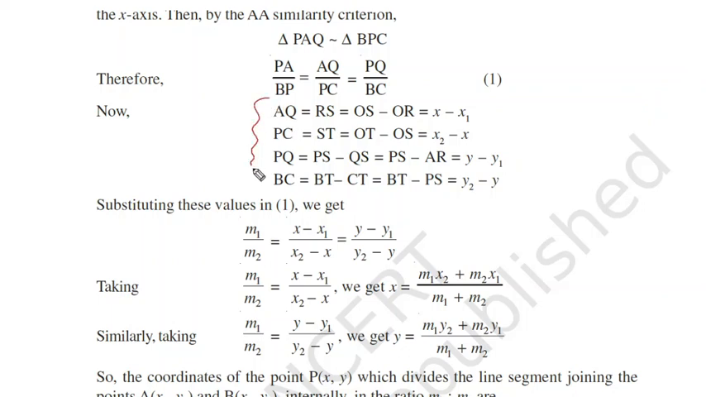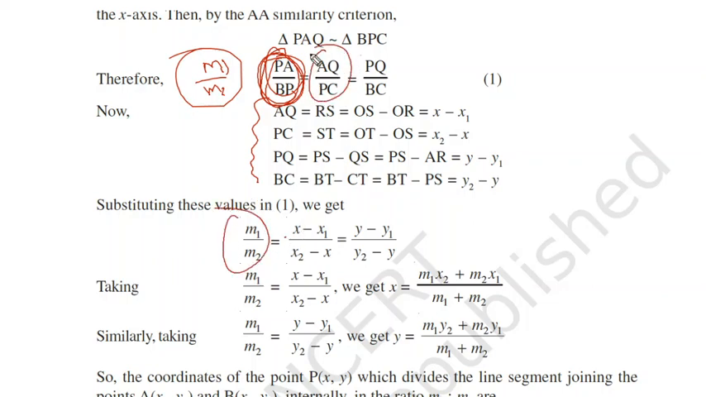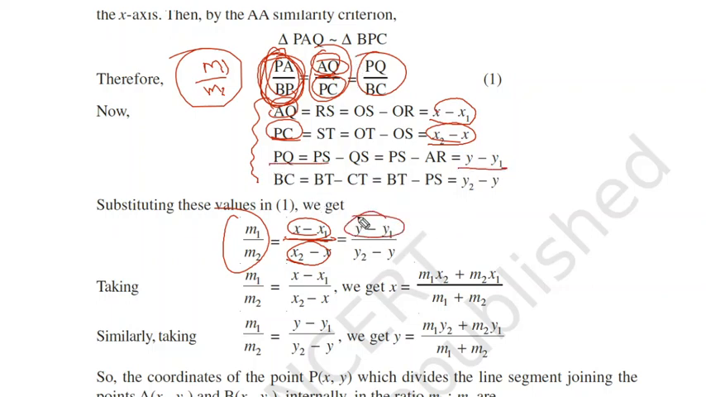Now you can see PA by BP. What is the value of this? This value is M1 by M2. So here we will write PA by PB equal to M1 by M2, which is equal to AQ by PC. The value of AQ is X minus X1, divided by PC, which is X2 minus X. Then PQ by BC: put PQ value Y minus Y1, divided by Y2 minus Y.